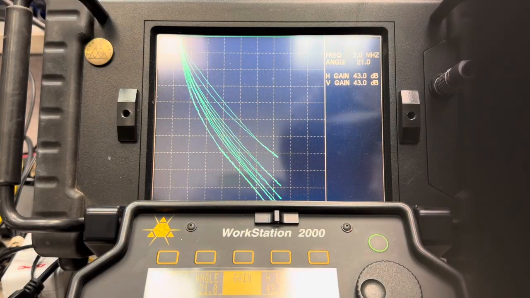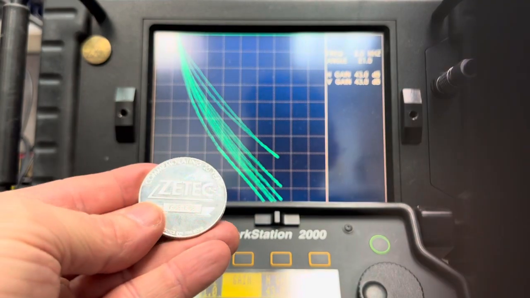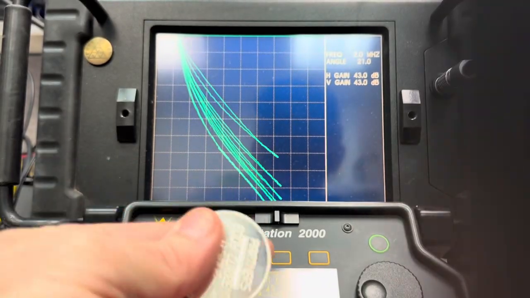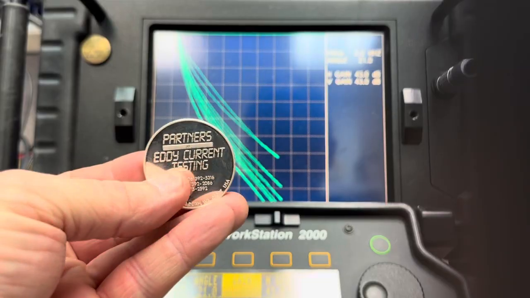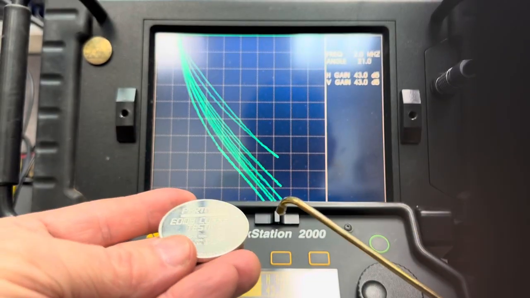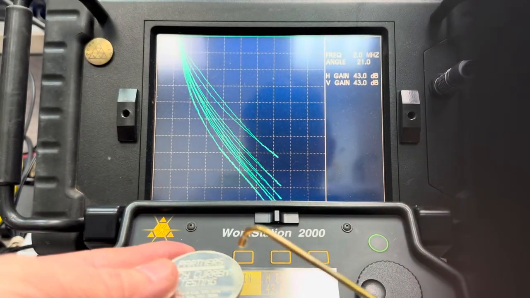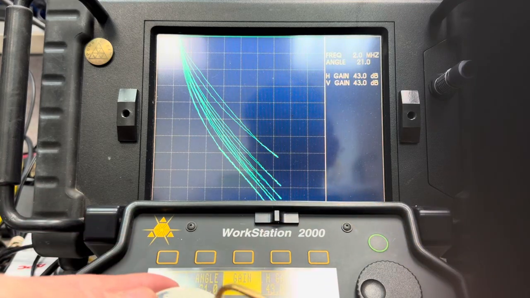I never knew how handy this 20th anniversary Zetec 99.9% silver memorabilia coin would come in, but I need some silver here. How does the silver compare to copper? It's just about right on top of it.